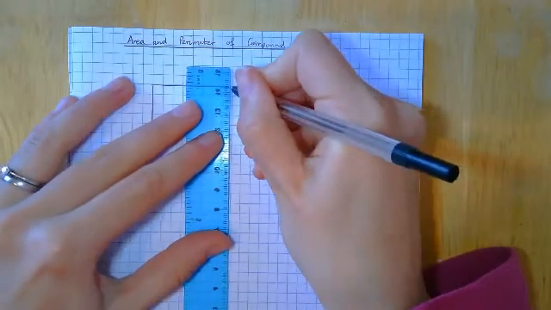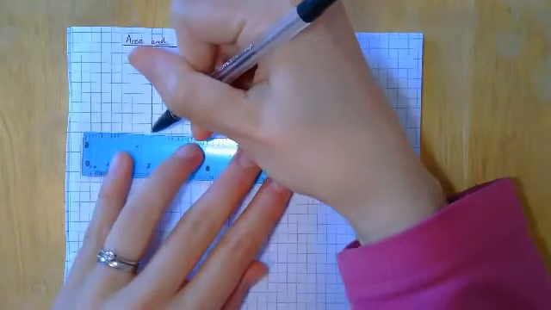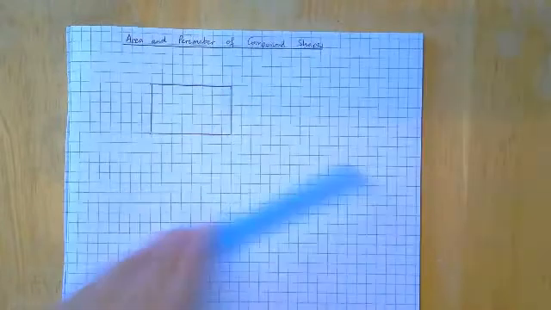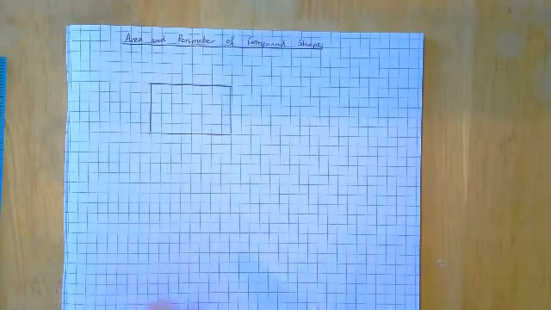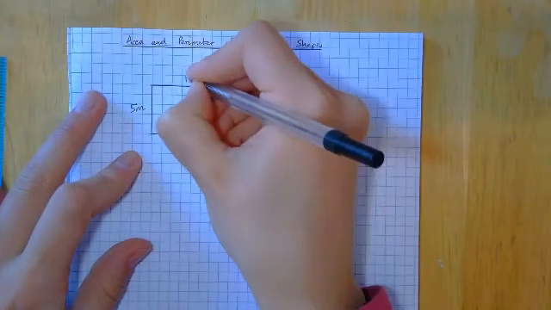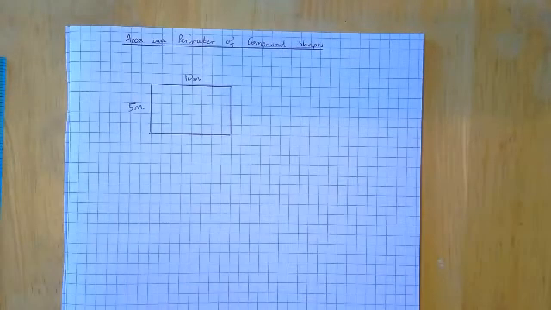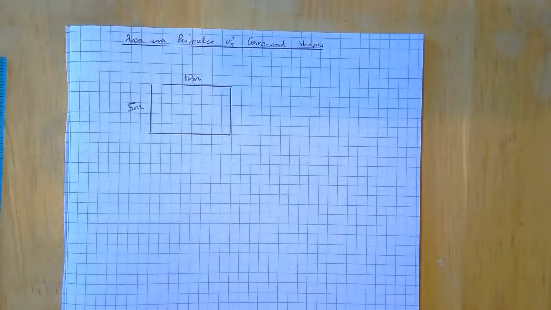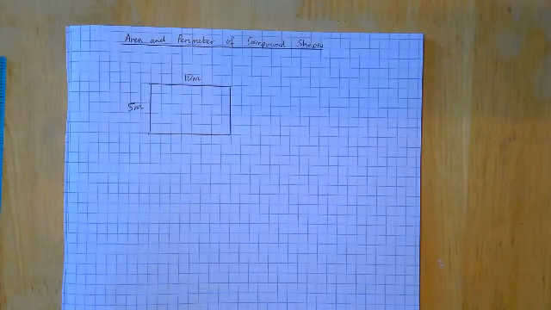In fact, I haven't even counted mine. Don't know what it is. So draw yourself a rectangle. We'll all put the same numbers on. So I'm going to say that that's 5 metres and I'm going to say that that's 10 metres. So perhaps it's the measurements of a garden or something like that. So 5 metres and 10 metres.